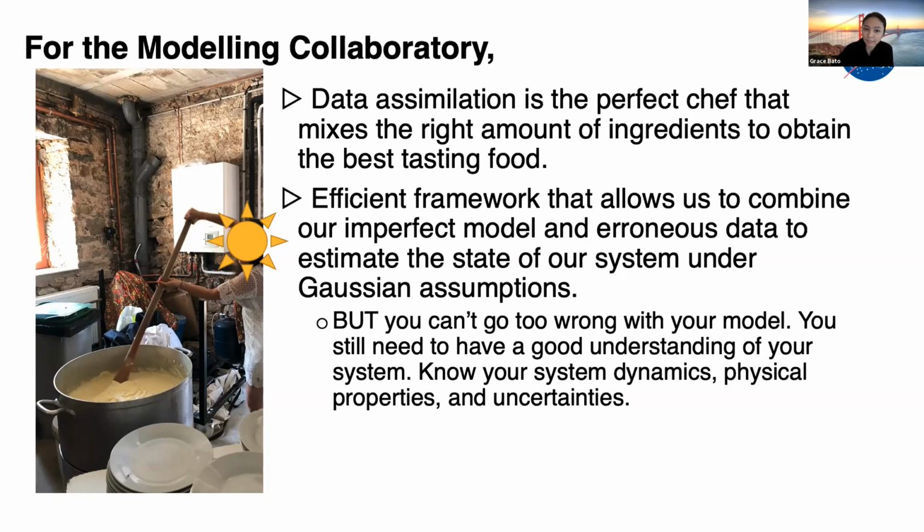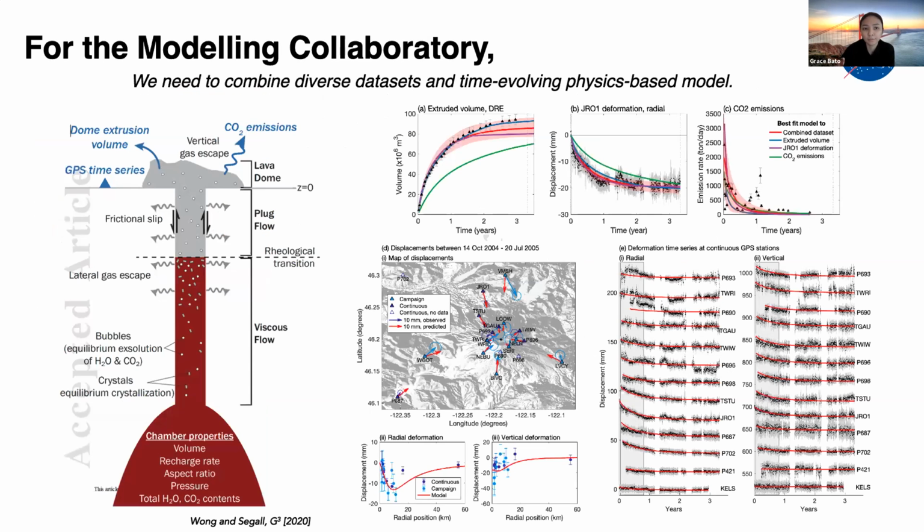I just want to emphasize that when you use models, you can't go too wrong with your model. You still need to have a good understanding of your system. You have to know your system dynamics, the physical properties, and be able to define their uncertainties. Finally, I think it has long been recognized that we need to combine diverse data sets and time-evolving physics-based models. But I just want to reiterate that we really need to start putting it into practice.